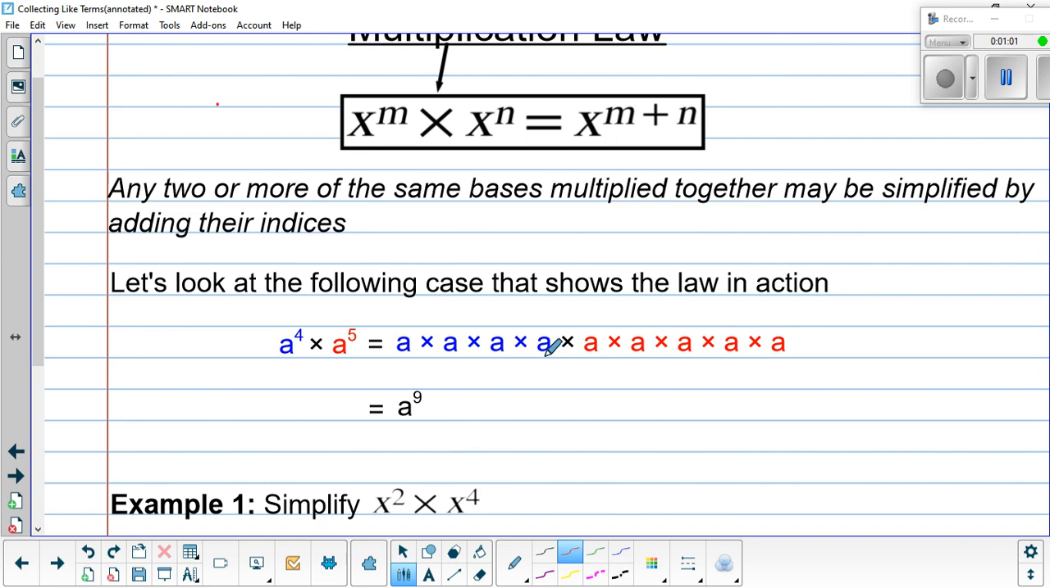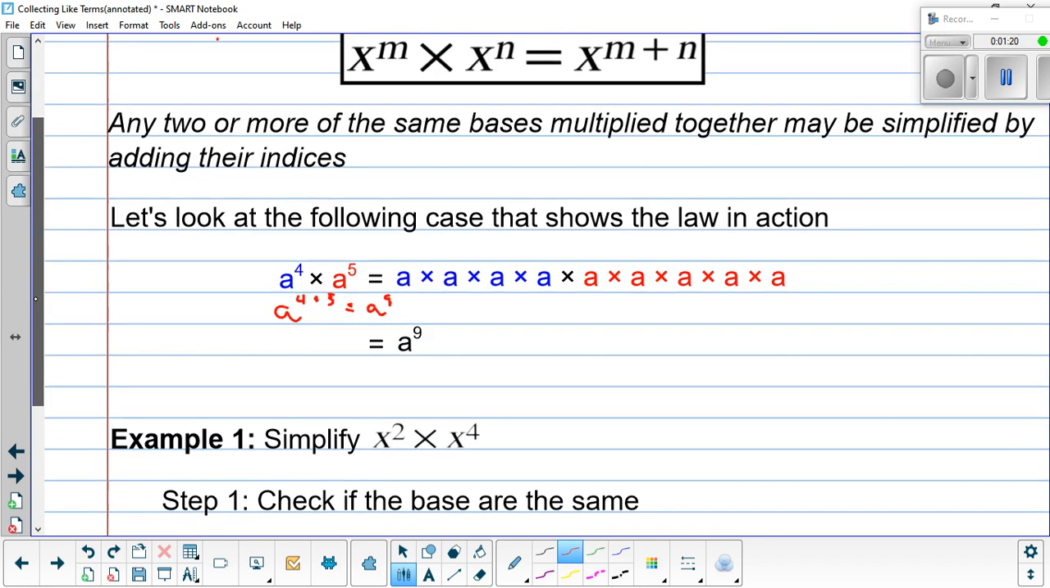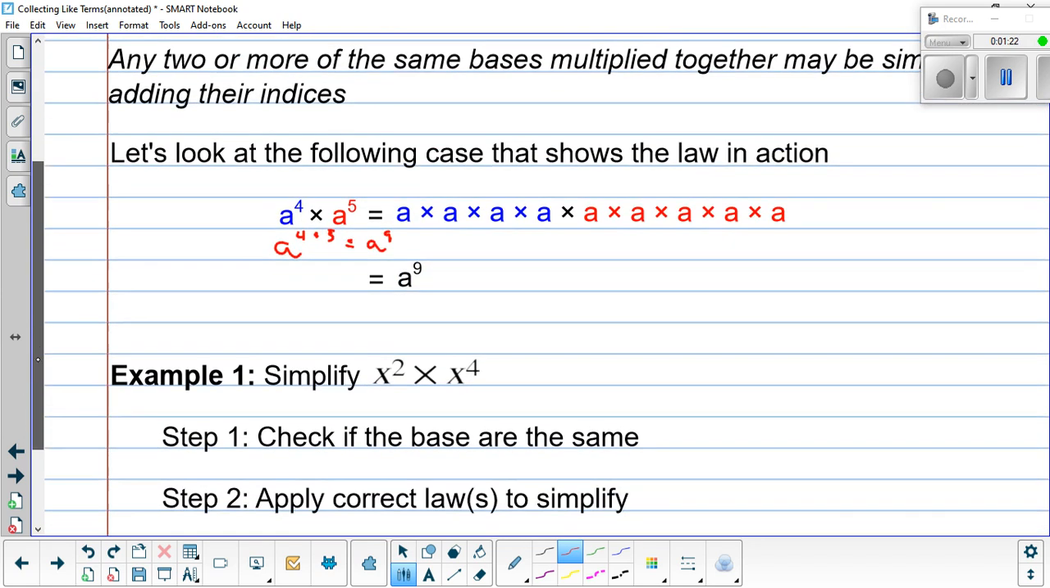Well, we can just do that and write them out every time in this whole expression, or we can use the idea that we go a to the 4 plus 5 equals a to the 9. So that's what we're going to use to make our lives a lot easier when we go to multiply, because we know how to multiply by a scalar, but this is how we deal with our variables.